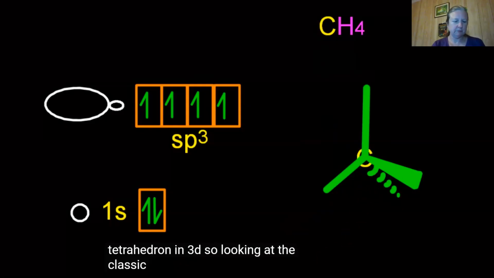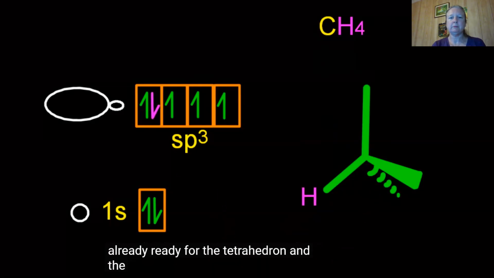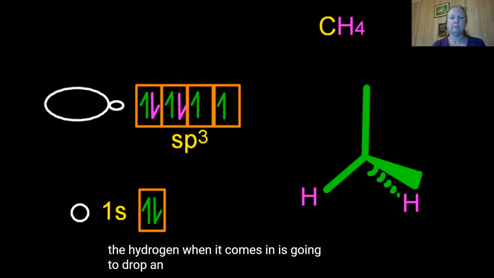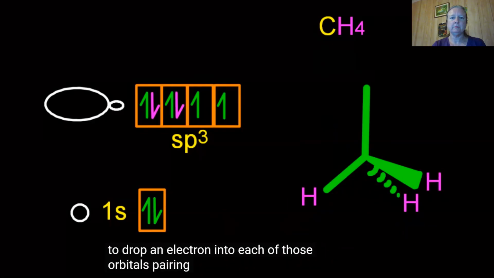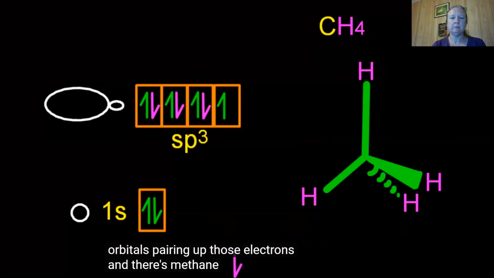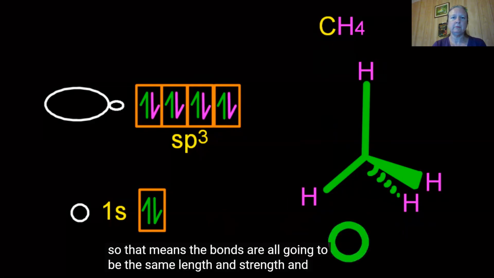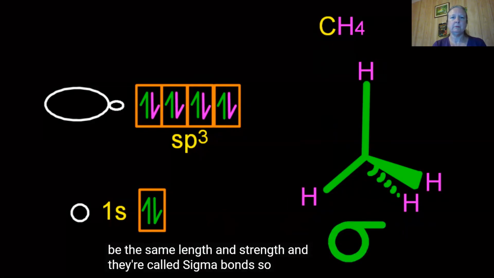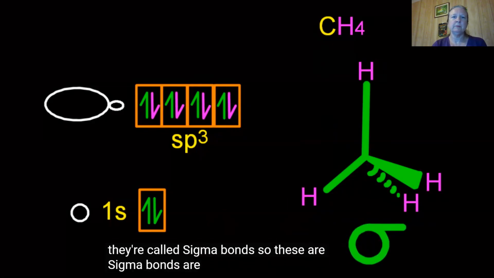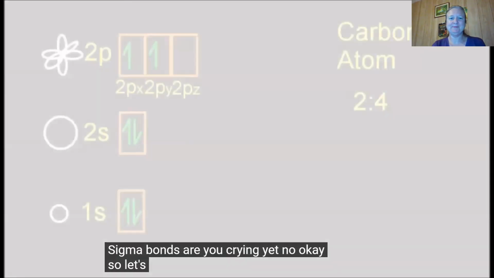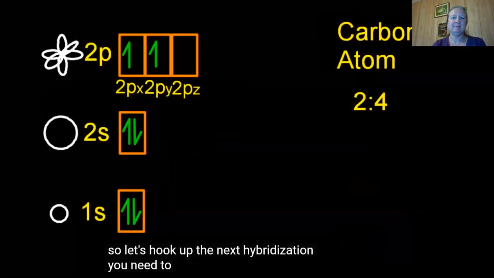So looking at the classic methane molecule, the carbon's already ready for the tetrahedron. And the hydrogen, when it comes in, is going to drop an electron into each of those orbitals, pairing up those electrons. And there's methane. Now, the sp3 orbitals are all the same energy, and so that means the bonds are all going to be the same length and strength. And they're called sigma bonds. So these are sigma bonds. Are you crying yet? No. Okay, so let's look at the next hybridization you need to know.